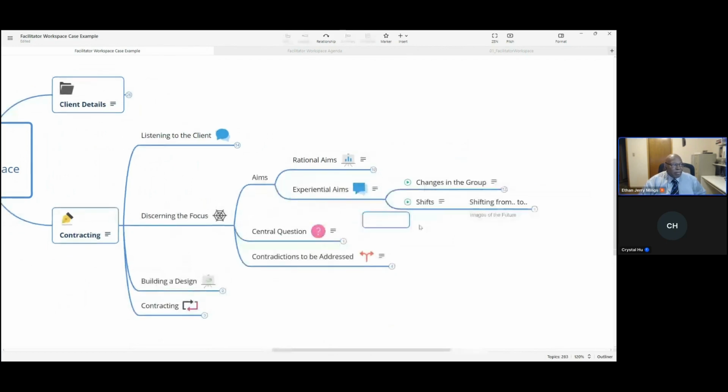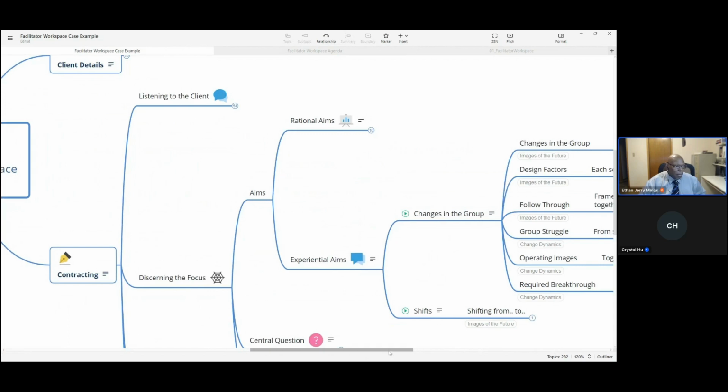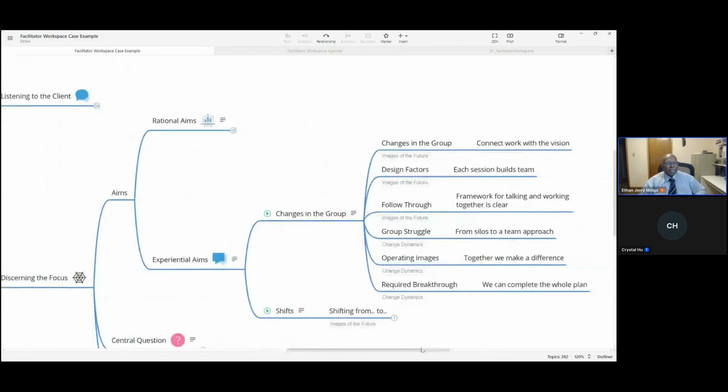Experiential aims, which are talked about in that book, are very helpful. It really gets down to the fact of how the group will change over time. I'll put that there so you can see it. They connect with the vision.